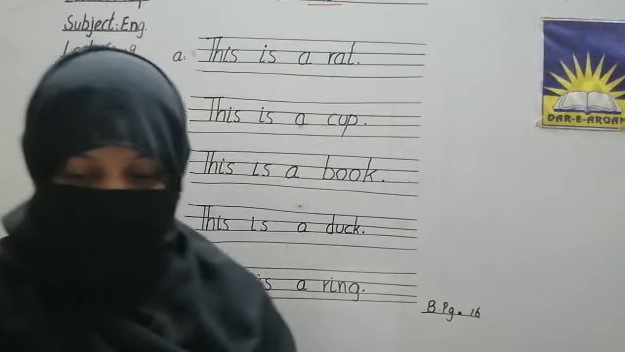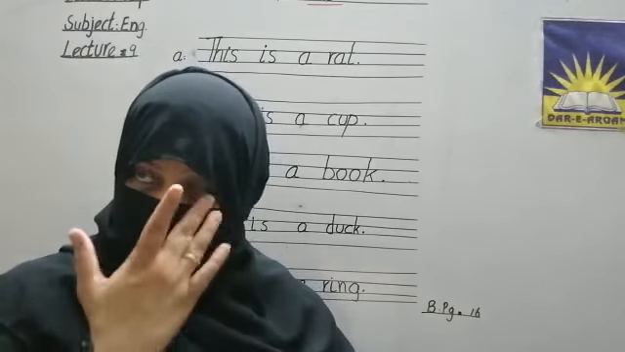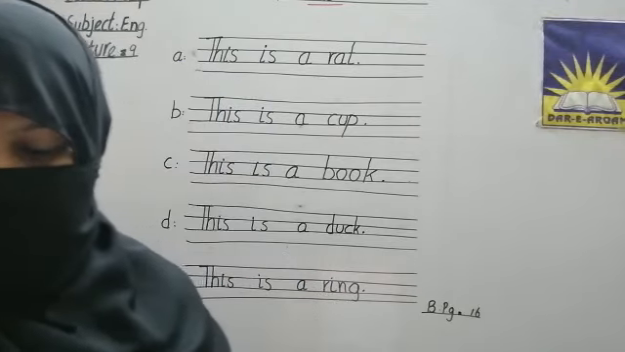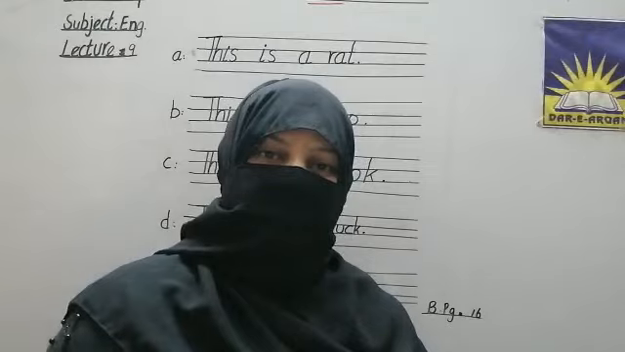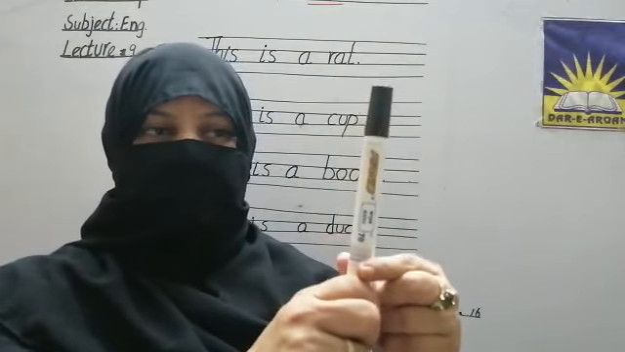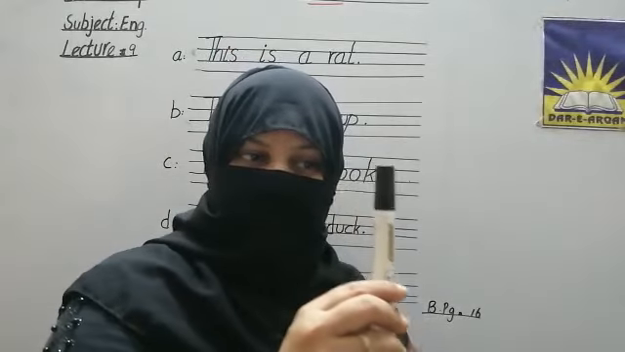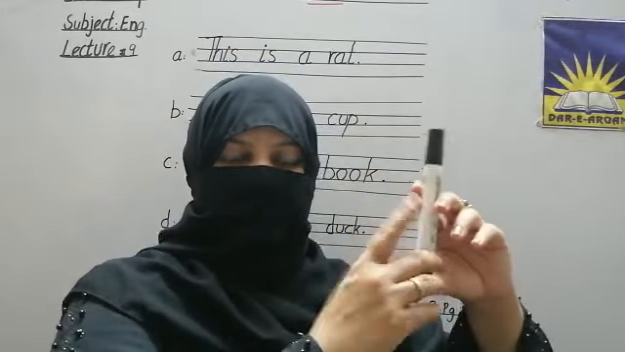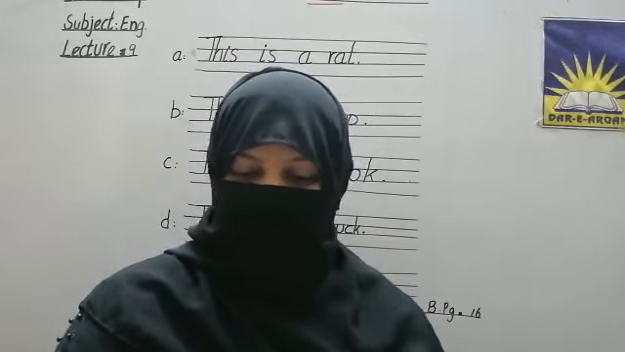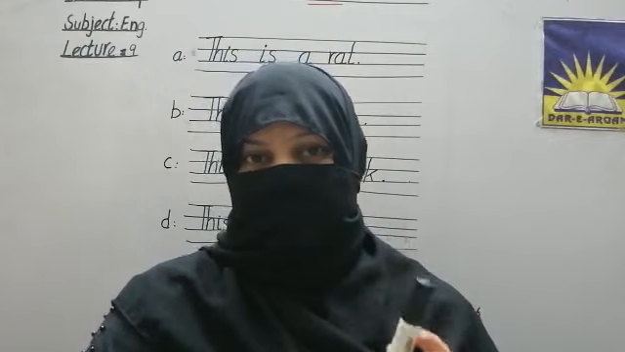Students, today I will tell you where we use this. We use this when something is singular and it's near to us. For example, this is a board marker and it is near to me. So I use here, this is a board marker. Clear, students? Where do we use this? We use this when something is singular and near to us.